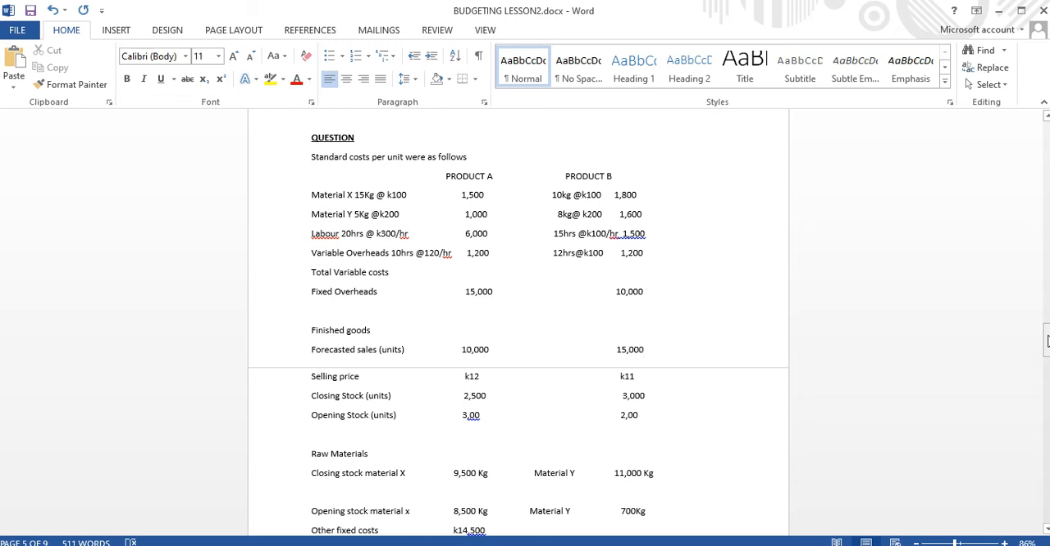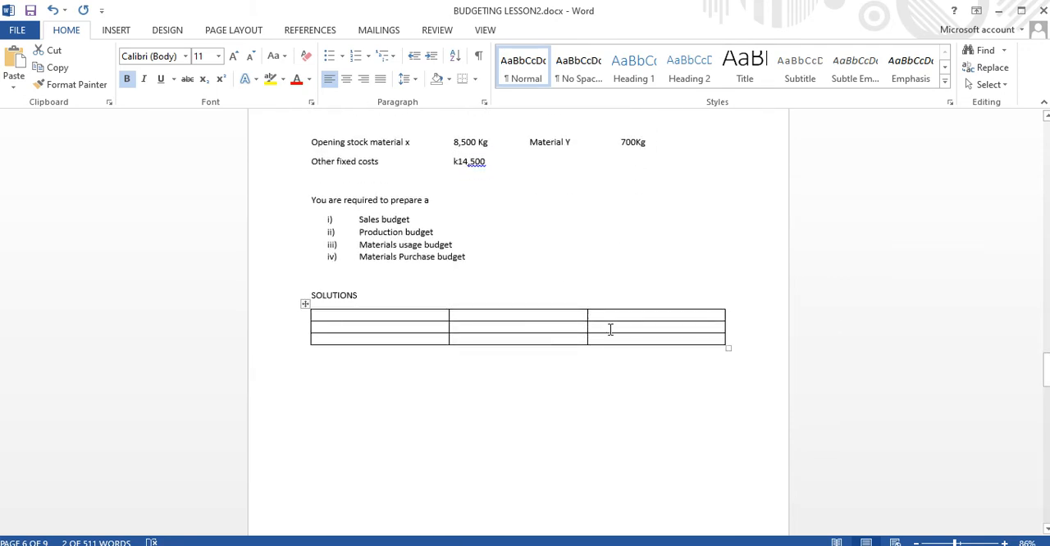All right, so we're making the sales budget. We have here our forecasted sales in units. This is the information we need. For product A, we expect to sell 10,000 units. Product B, we expect to sell 15,000 units. And we have the intended selling prices for both products. Product A, we expect to sell it at 12 kwacha per unit. Product B at 11 kwacha per unit. So let's make our sales budget.